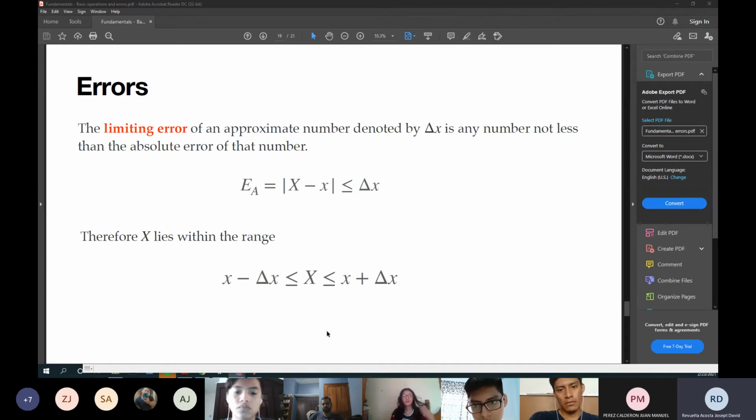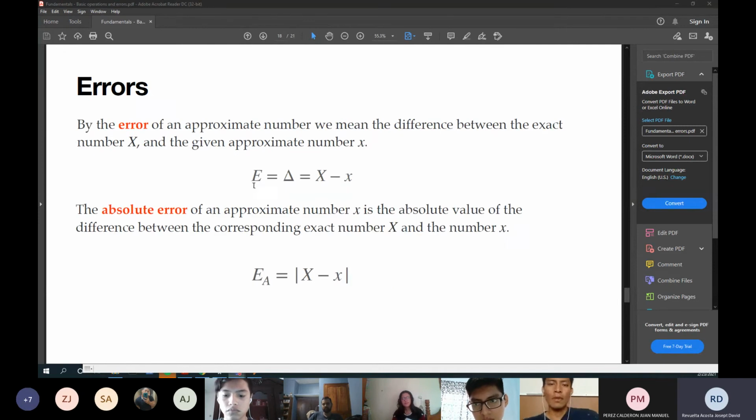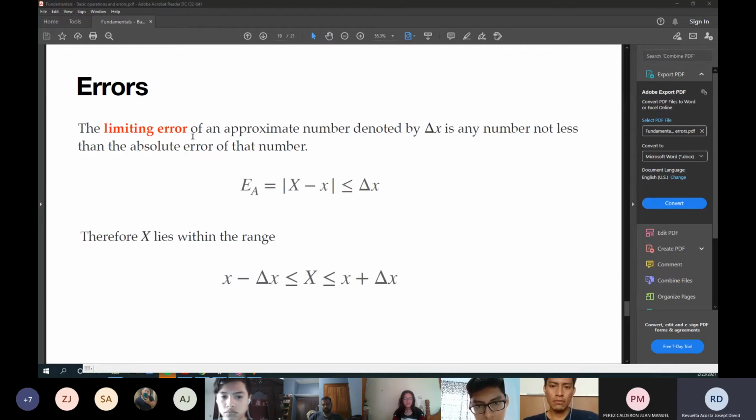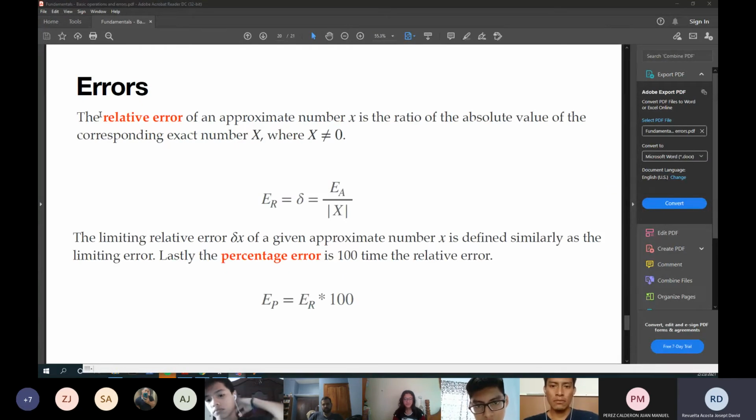¿Cierto? Porque ya estaríamos nosotros arriba de nuestro valor. Okay? So that's the concept of the limiting error. So now we have the very simple definition of the error concept. So we have also the absolute error definition, the limiting error, and the last one is going to be the relative error.